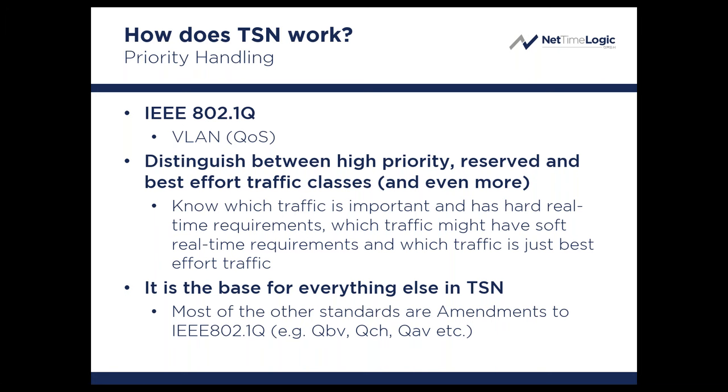So we have IEEE 802.1Q. Probably everybody's familiar with that. That's VLAN. VLAN basically defines priorities, and those priorities define which traffic shall be important, for example having a cyclic manner, or just best effort traffic. So you really can distinguish between high priority traffic, low priority, medium, and all that. It is the base standard for TSN, and all other standards are basically addendums, amendments to that standard, like the scheduling and the time synchronization and all that.